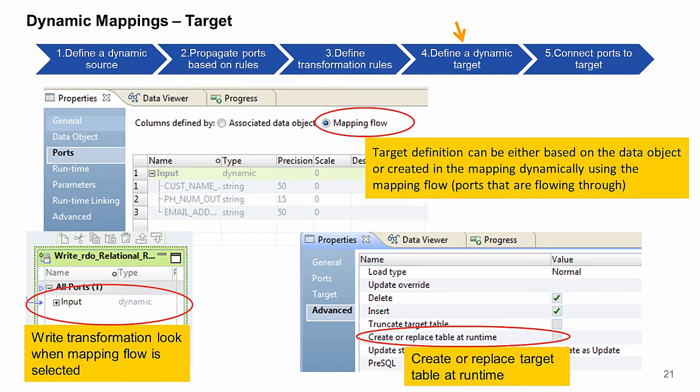One thing here would be the mapping flow, right? What the mapping flow would do is generate the target based on the data object during runtime. You have the option to create and replace the target table at runtime, and you have the ability to bring in all the transformations to the particular object.